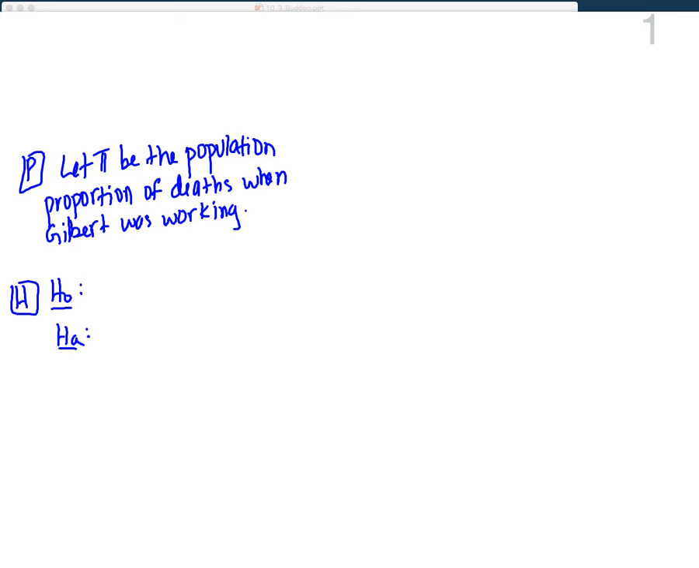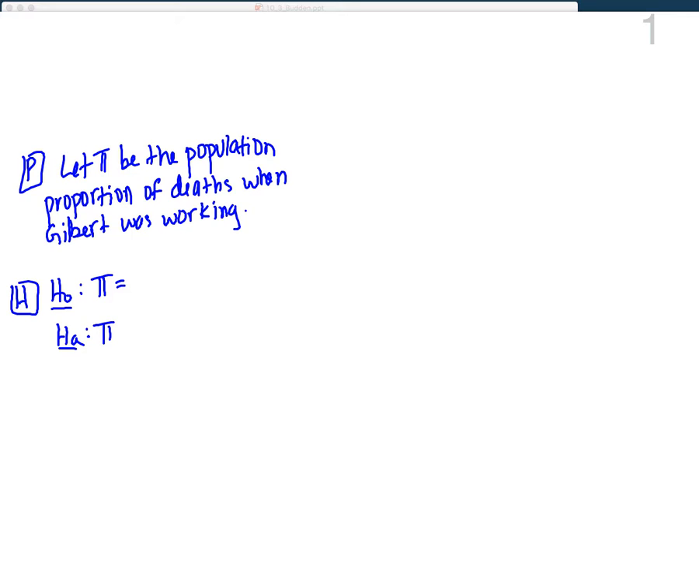Okay, so under H, we now need to define the null and the alternative. So this is going to be pi equals, that one's going to be pi. Remember, in a court of law, you are not guilty until proven guilty. So we are going to assume that her death rate is not higher than the overall hospitals.